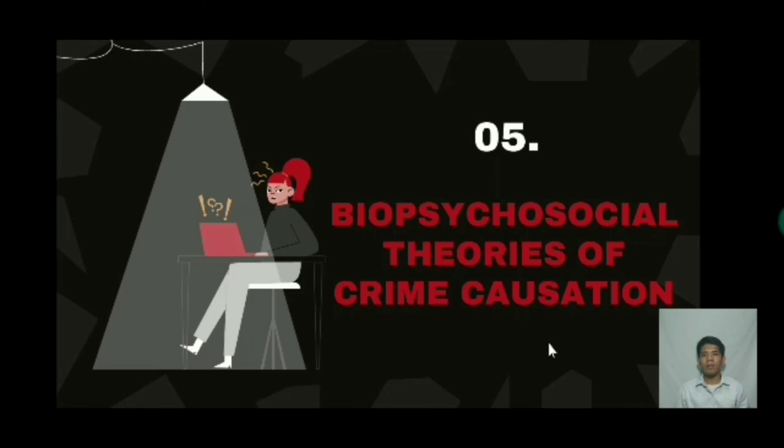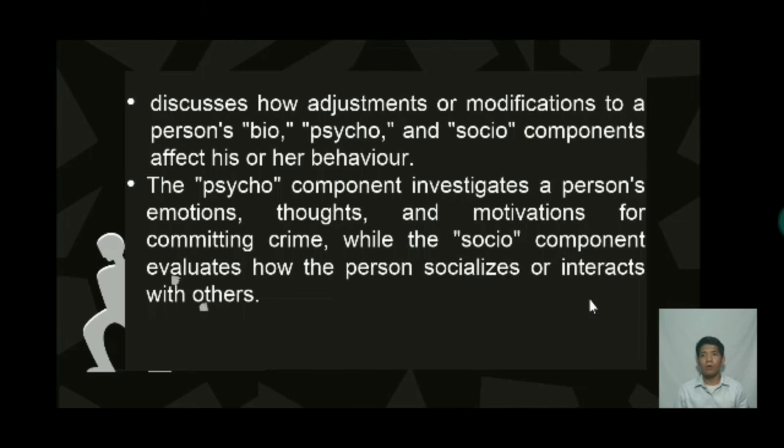The next topic is all about biopsychosocial theories of crime causation. So it discusses how adjustments or modifications to the person's bio, psycho, and social components affect his or her behavior. The psycho component investigates a person's emotions, thoughts, and motivation for committing crime, while the social component evaluates how the person socializes or interacts with others.